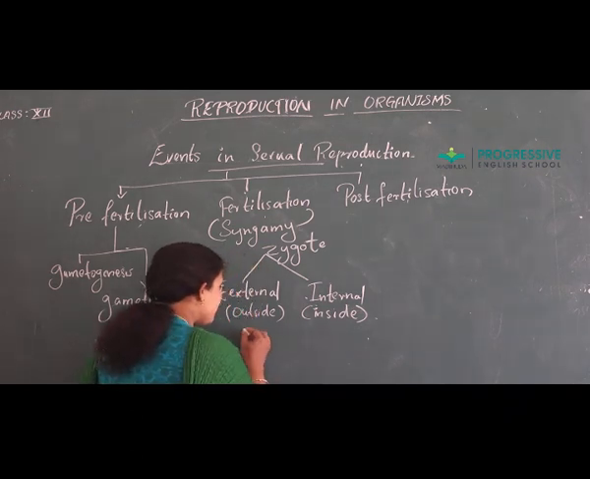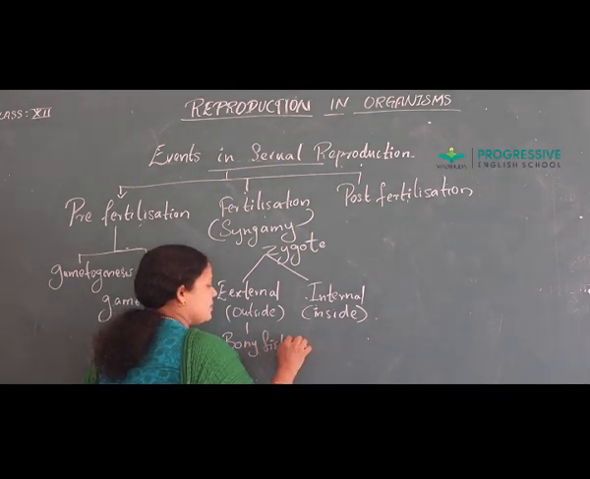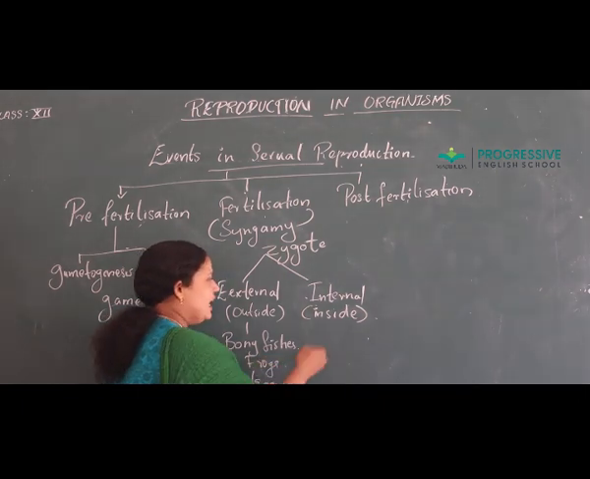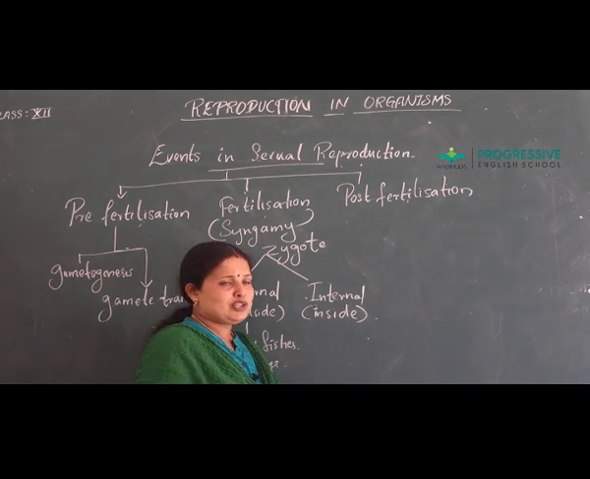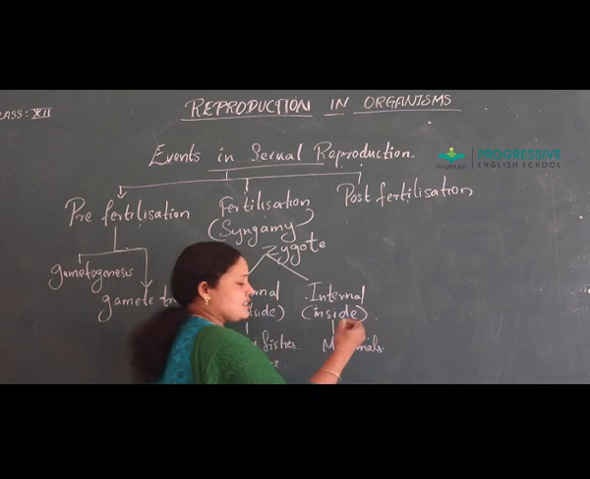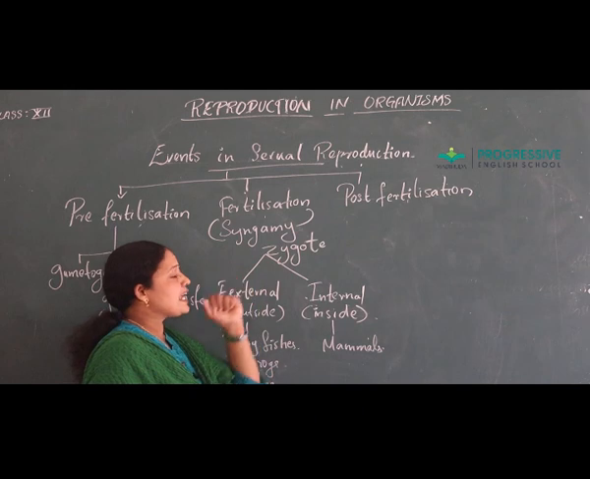Some examples of external fertilization are bony fishes, frogs, and algae. And internal fertilization occurs in mammals, where we human beings are also included. So this is all about fertilization or syngamy.